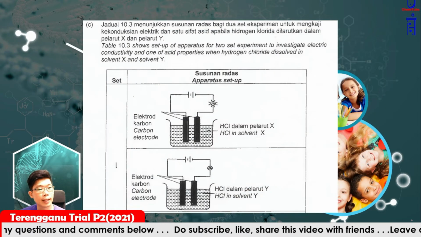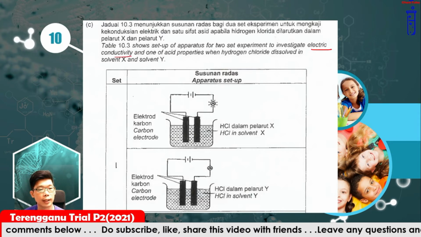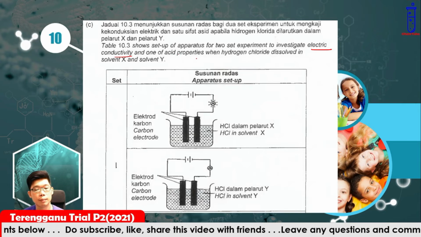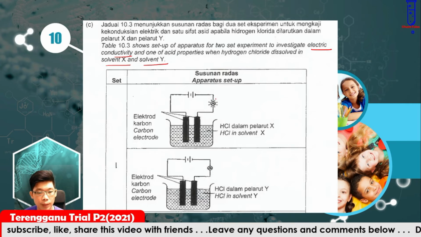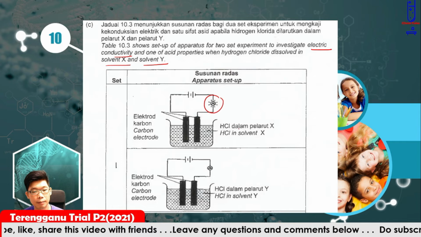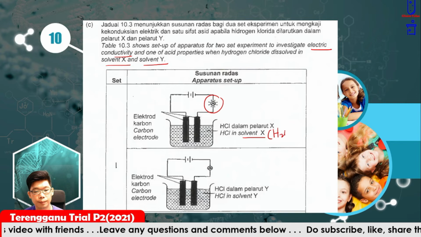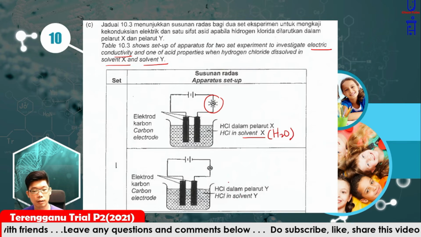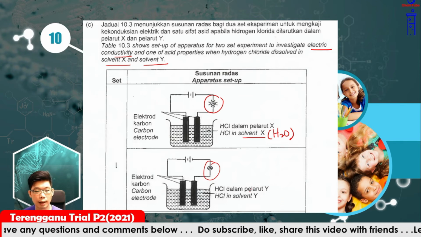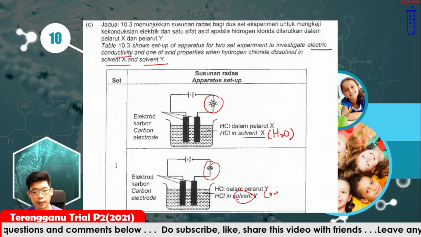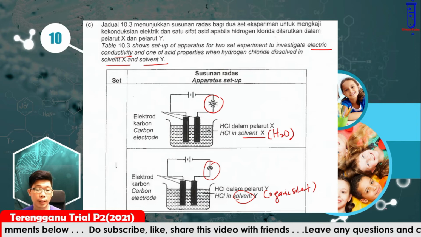Part C. The table shows the apparatus to investigate the electric conductivity, one of the acid properties, when hydrogen chloride dissolves in solvent X and solvent Y. If the bulb lights up, solvent X should be water. If there is no reaction, the bulb does not light up, so Y should be an organic solvent, such as propanol or methylbenzene.